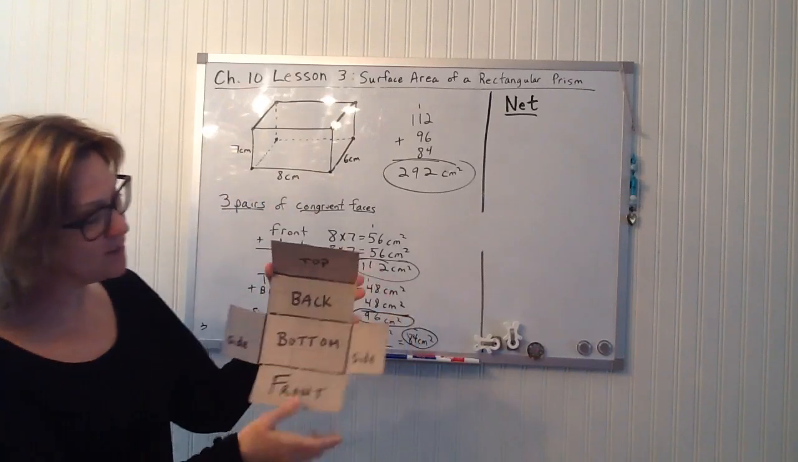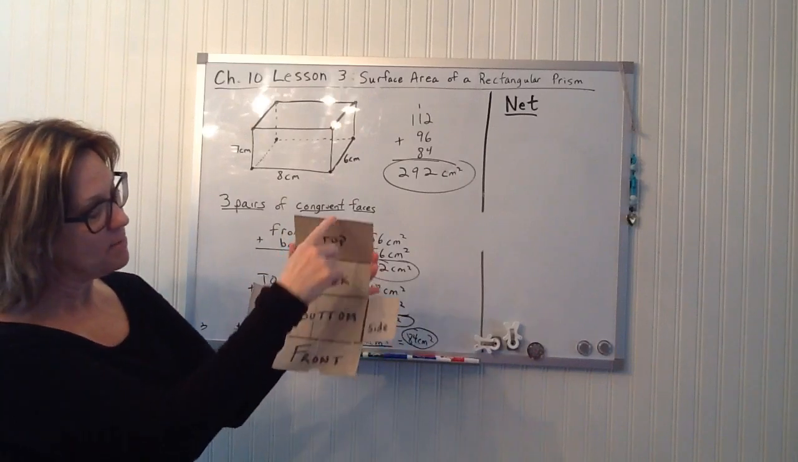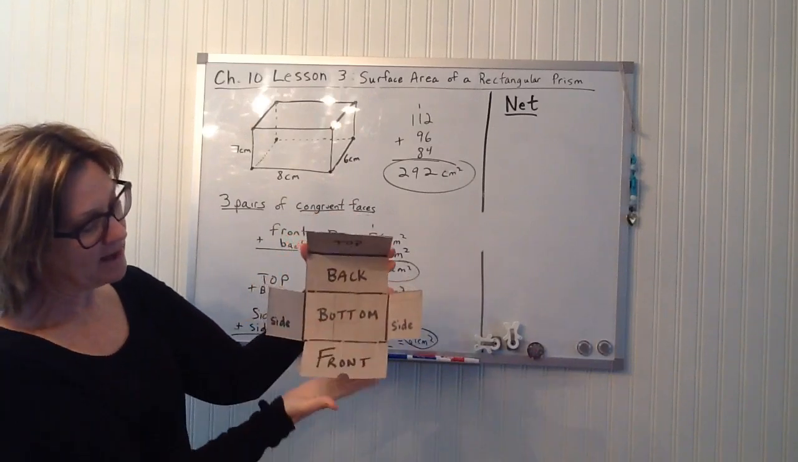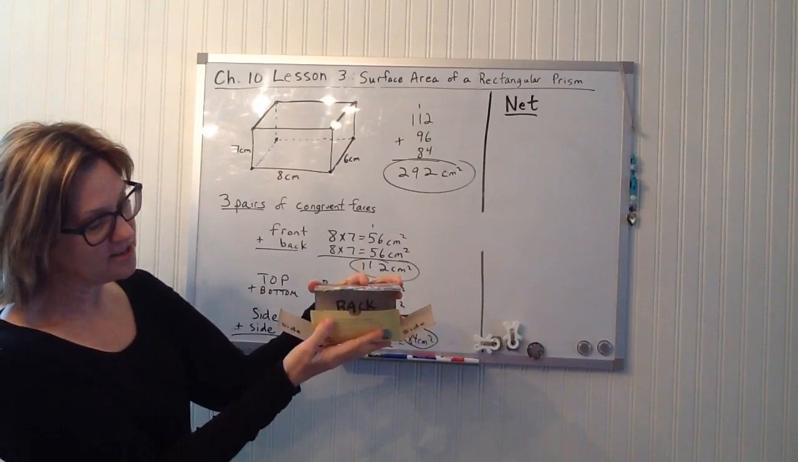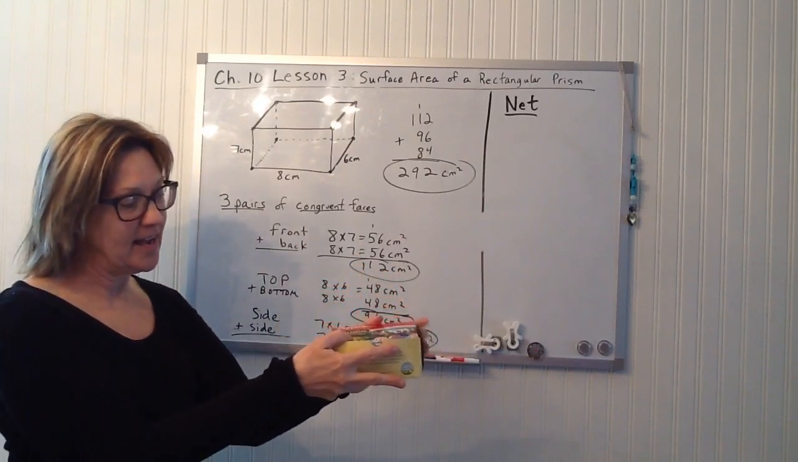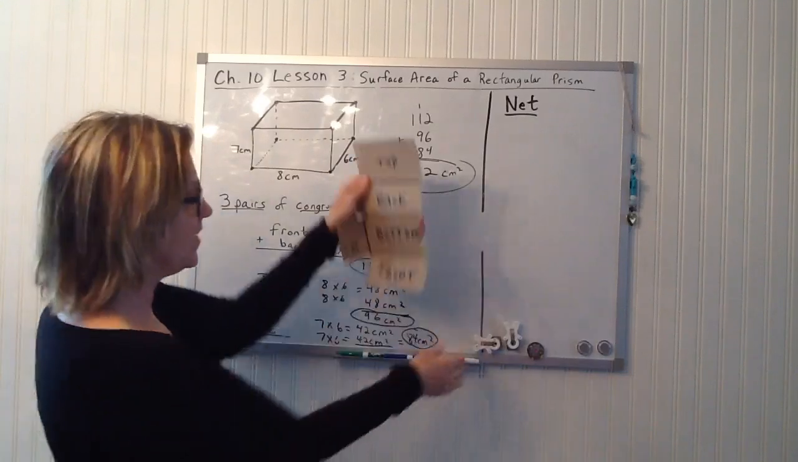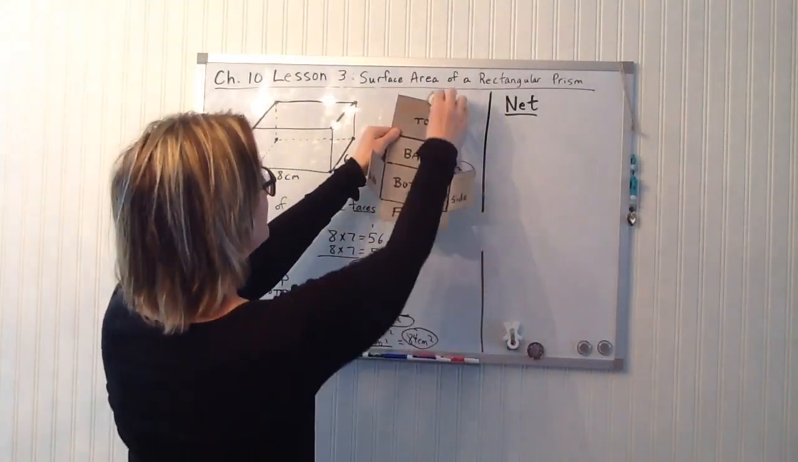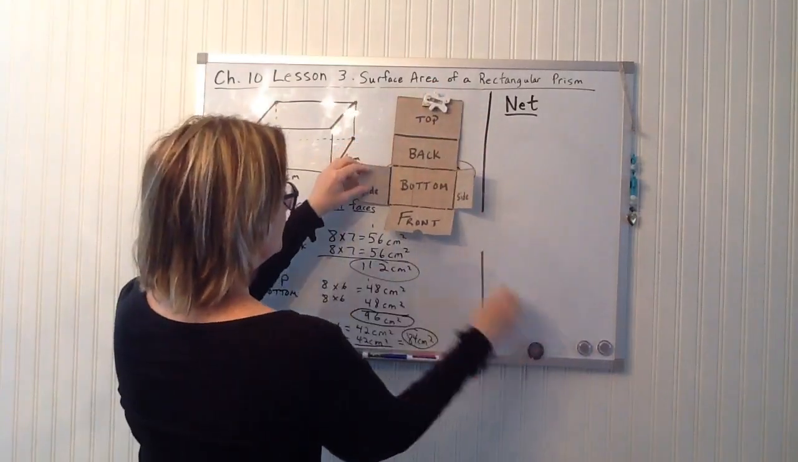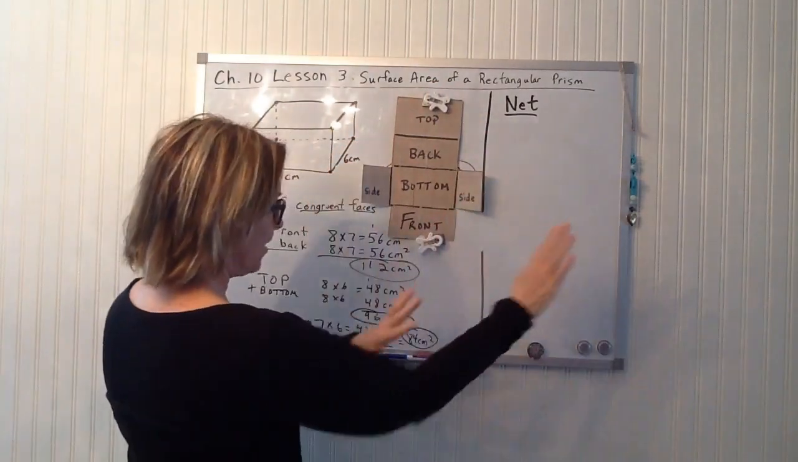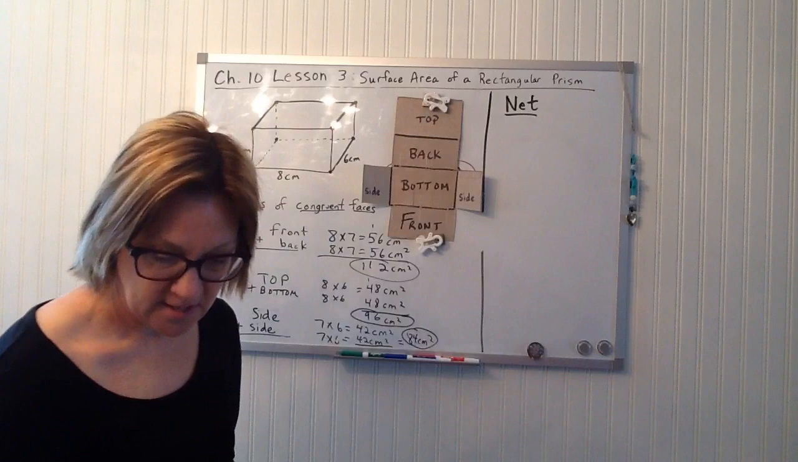So watch me fold it up again. Here's the top, the back, the bottom's going to come up, the front's going to fold forward, and then I have the side and the side. So I'm going to go ahead and let you draw this so you have this in your notes. We'll draw it off to the side here.